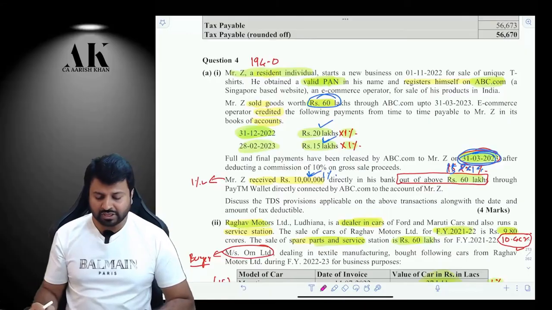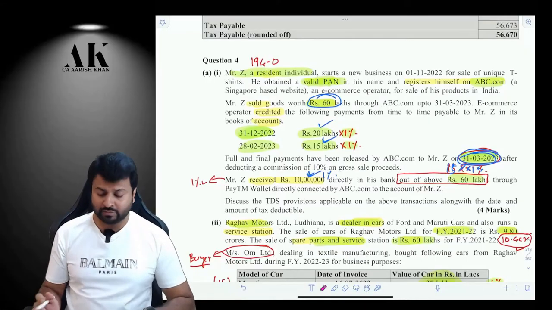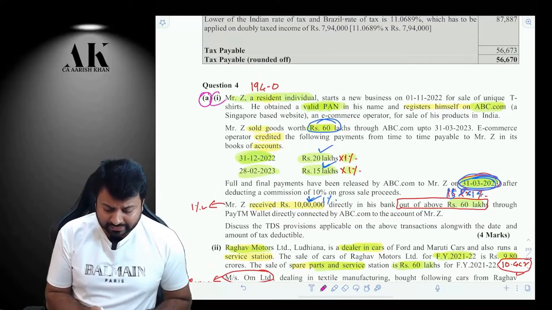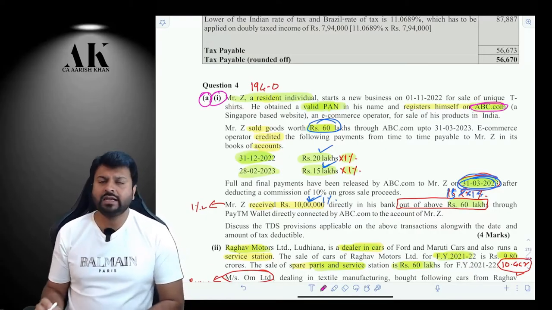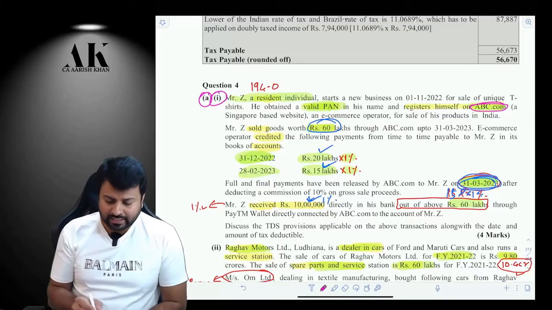Next question. Question number 4 is a very good question. There are a lot of small points over here. The first question in question number 4A, subpart 1, they are asking on 194-O. There is one website by the name abc.com, which is an e-commerce operator. And there is one seller, Mr.